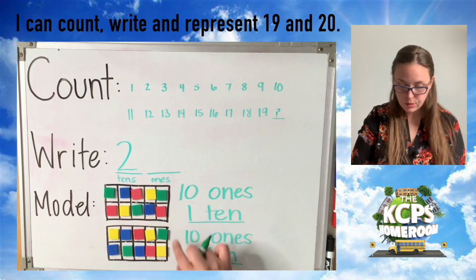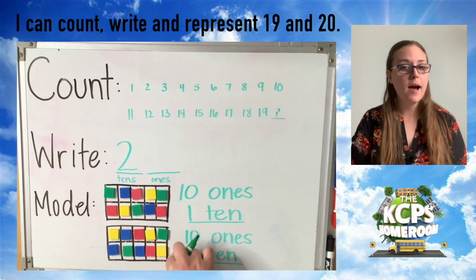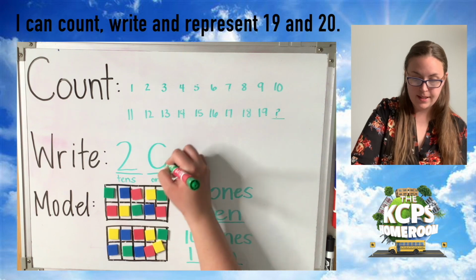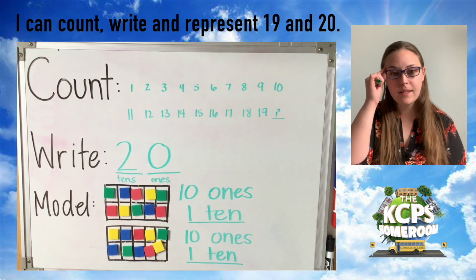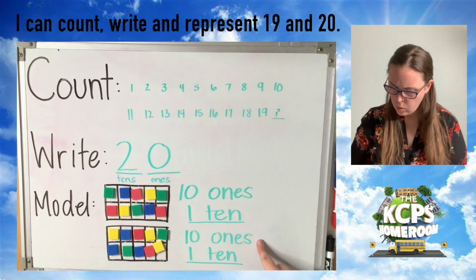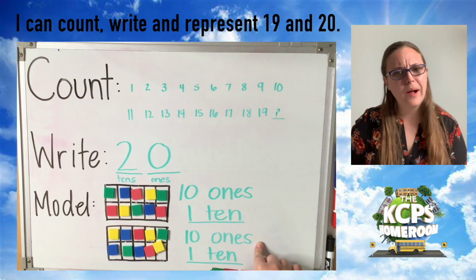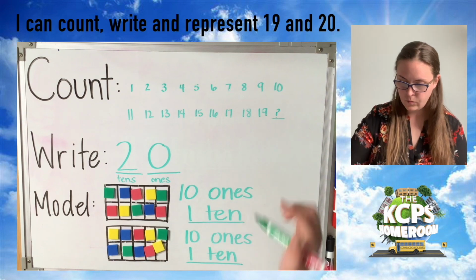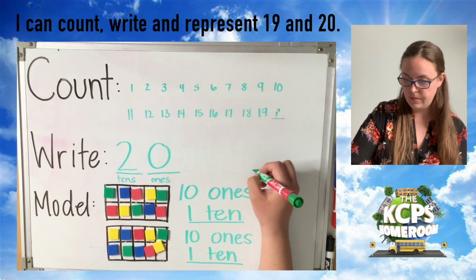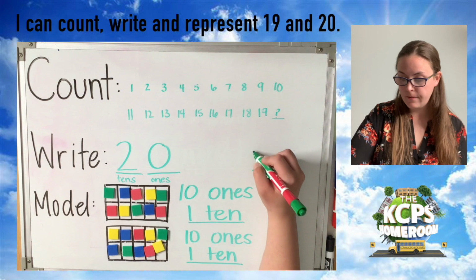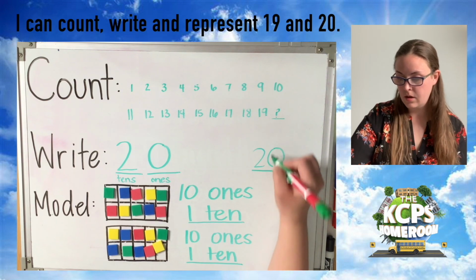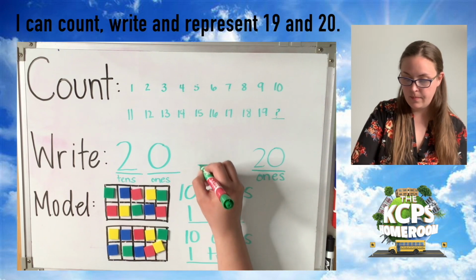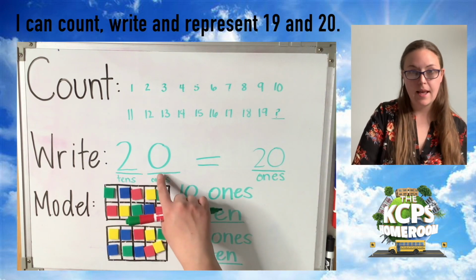So we have 2 tens here. And we do not have any leftover ones. So that means we have a 0 here. Now you're probably thinking, but Miss Barnes, there are ones on your board. What about those? So remember that when we write ones, we write them in this second digit. So if we have 20 ones, that's the same as 2 tens and 0 ones.